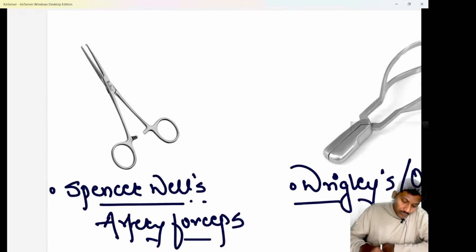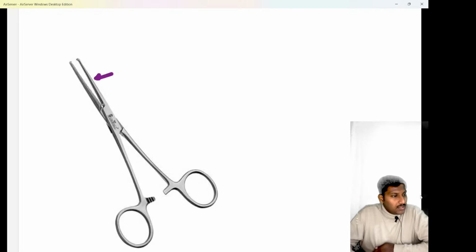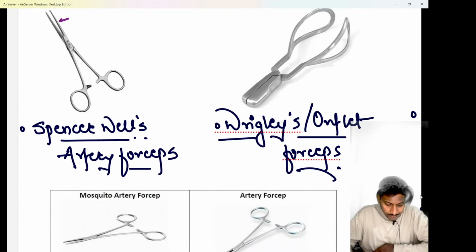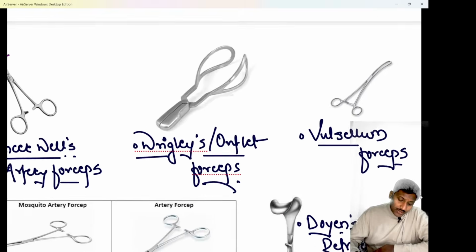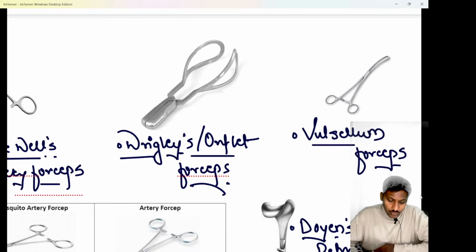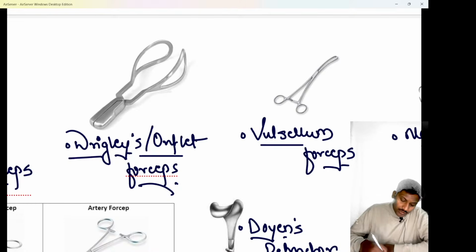If you see the picture, these are the instruments that you're able to see. The first one, this one you can see, beta. This is the classical forceps. This is nothing else but a Spencer Wells straight artery forceps. Second one, if you see, this is classically known as the Wrigley's forceps, also known as the outlet forceps. Whenever you have to do an instrumental delivery or a forceps delivery, for that forceps delivery, you tend to use this Wrigley's or the outlet forceps.